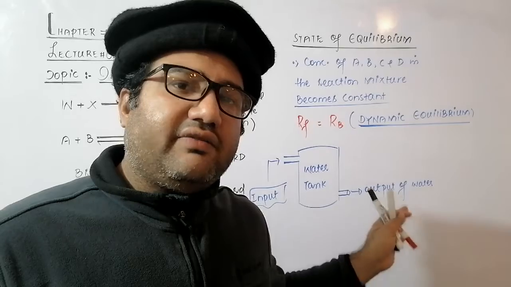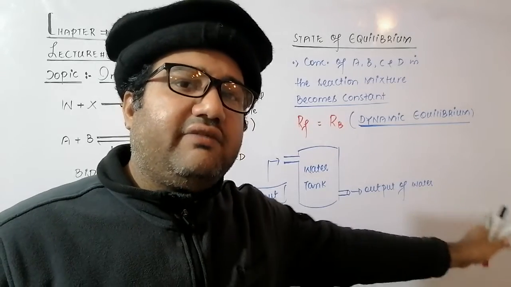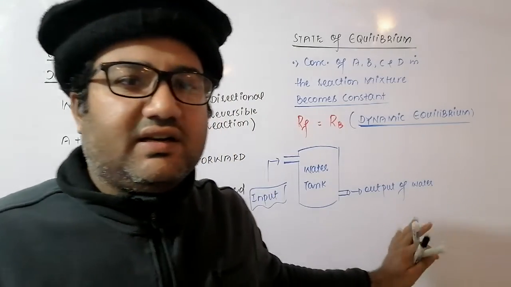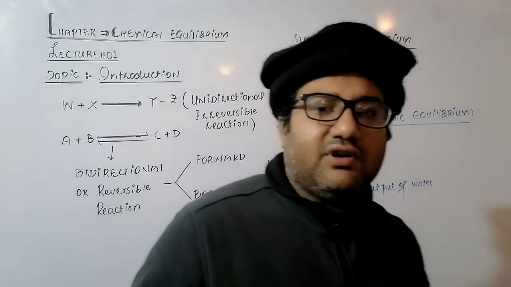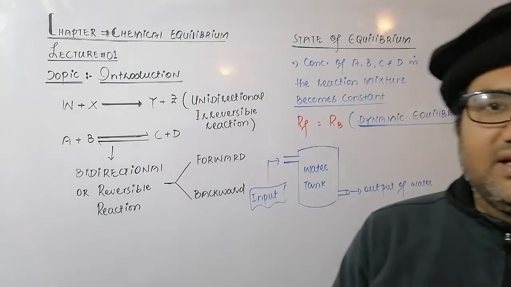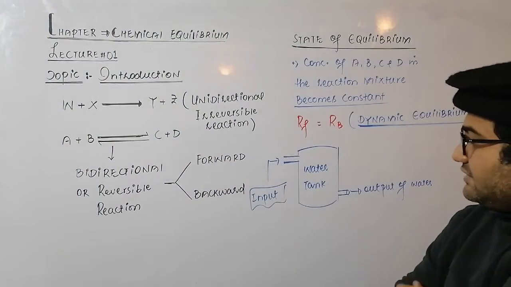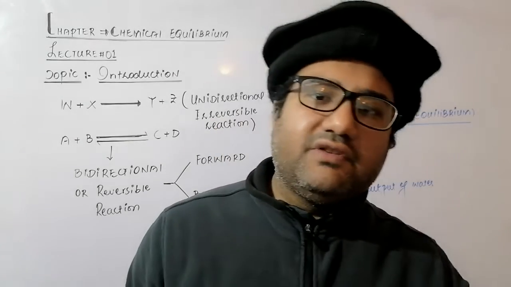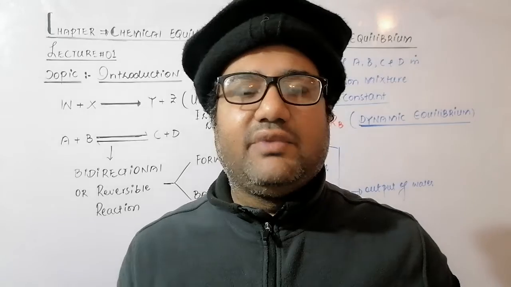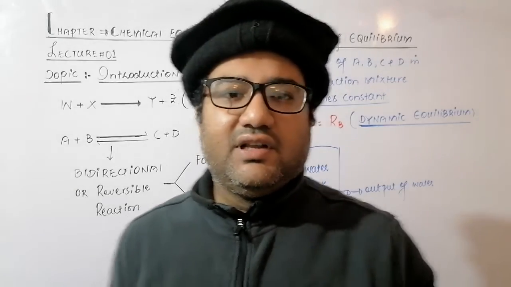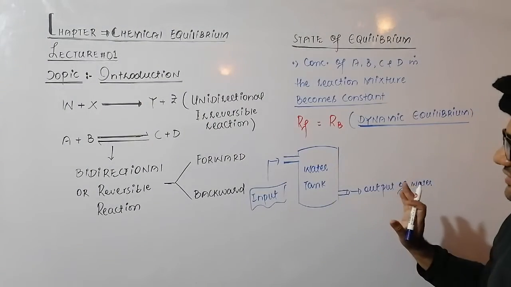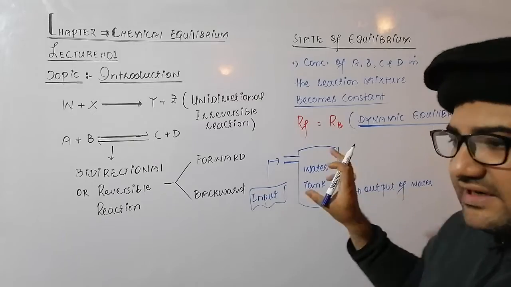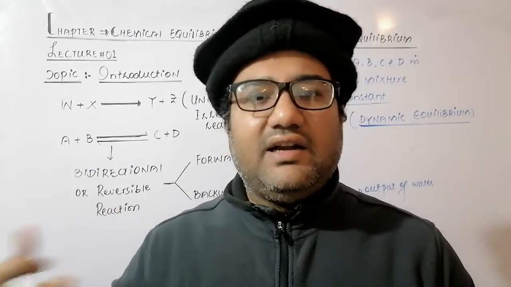So when the rate of entrance of the water and the rate of leaving of the water from this tank are equal, it means the level of water in the tank will remain constant. So water is not static in the tank. Both processes are going on. Input of the water, output of the water, both are taking place, but at the same speed. So that's why the level is not changing. So here that is not the static equilibrium, that is the dynamic equilibrium.